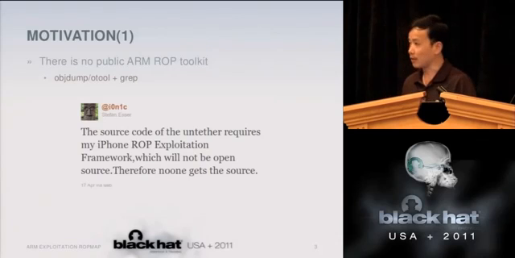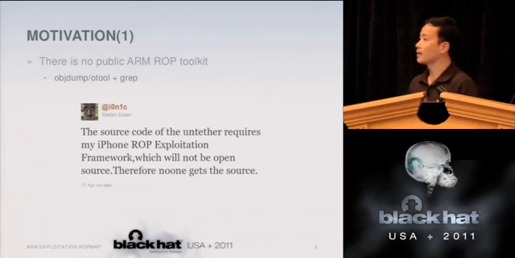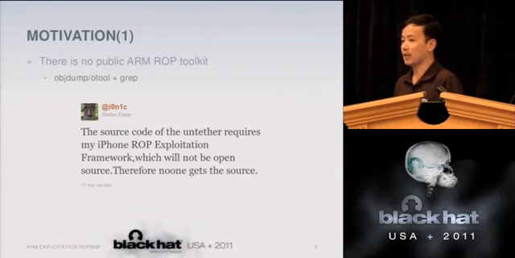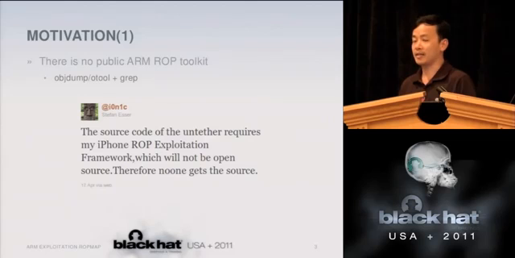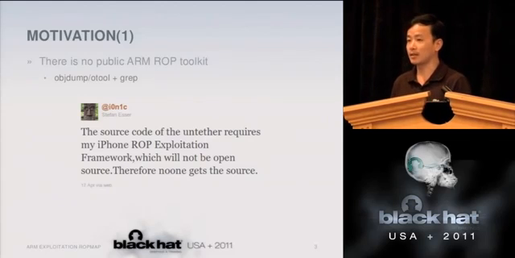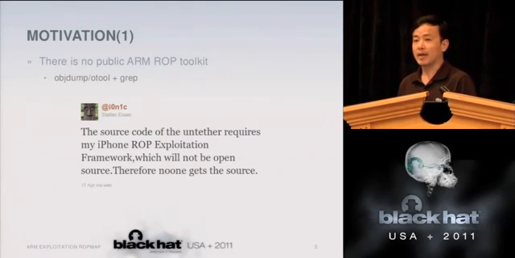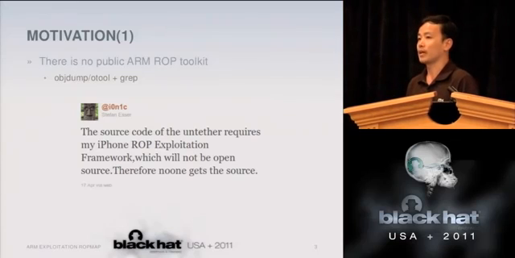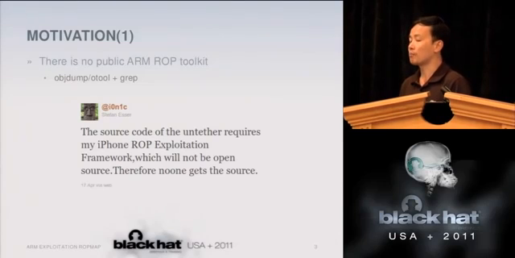Today ROP is a must-use exploitation technique to bypass non-executable protection like DEP or NX. And there are several ROP toolkits for x86 architecture, like DEPLib from Immunity, Mona from Corelan Team, and other tools like Skape. But actually, there is no such toolkit for ARM architecture, or no public toolkit.